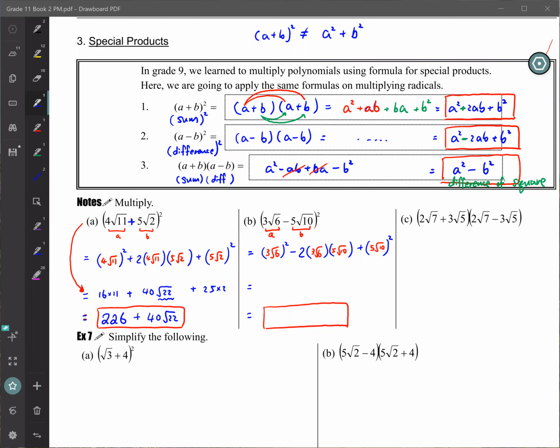Okay, so let's get the answer. Who else hasn't answered anything today? Okay, Chris, what's your answer? Final answer? 304 minus 30 root 60. Minus what? Root 60. 30 root 60. Okay. Does anyone have something different?